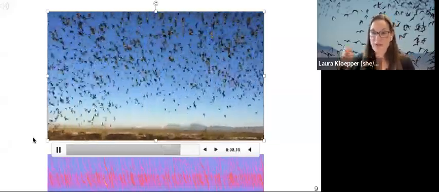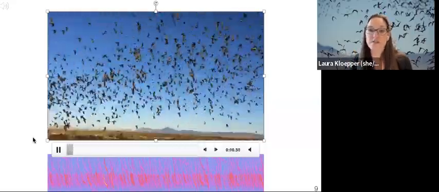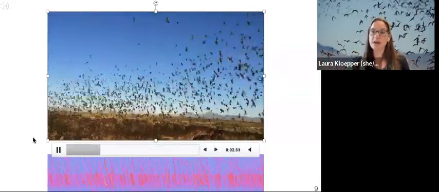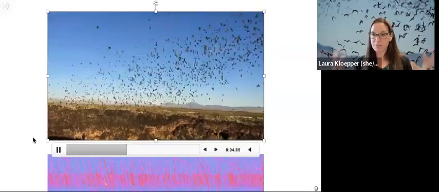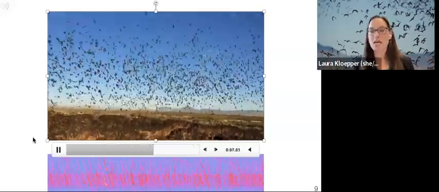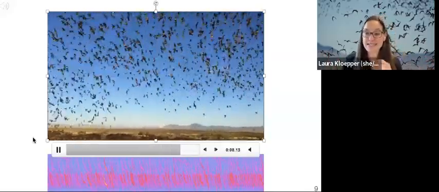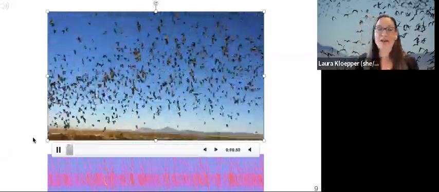Someone asked in the chat, where are the males? The males form smaller bachelor colonies. They do migrate up, but these big caves are predominantly females. Yes, and the females are pregnant when migrating.